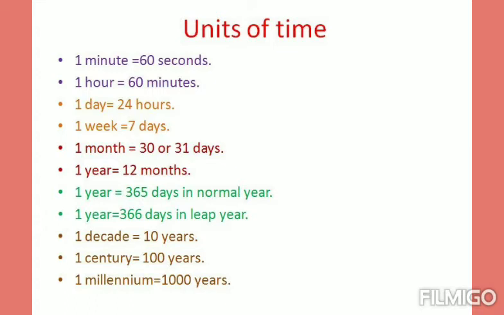You know children, 1 year is equal to 12 months. That is January, February, like that, 12 months. Okay. And similarly, 1 year is equal to 365 days in a normal year. Suppose if it is a leap year, it has 1 day extra. That is, 1 year is equal to 366 days. 1 decade is equal to 10 years. Similarly, 1 century is equal to 100 years. 1 millennium is equal to 1000 years. These are the most important units we are using to measure time.